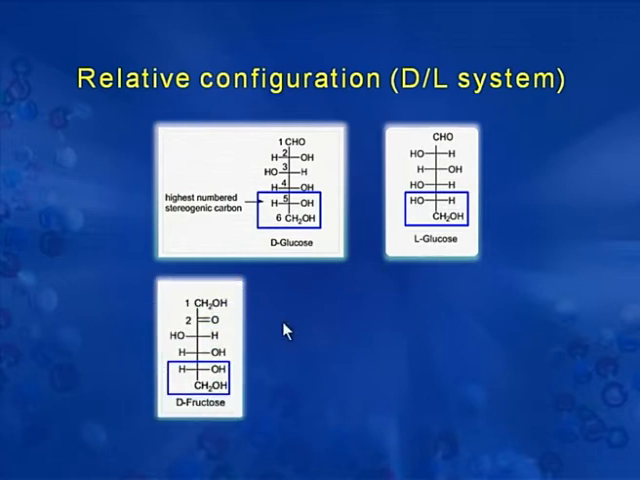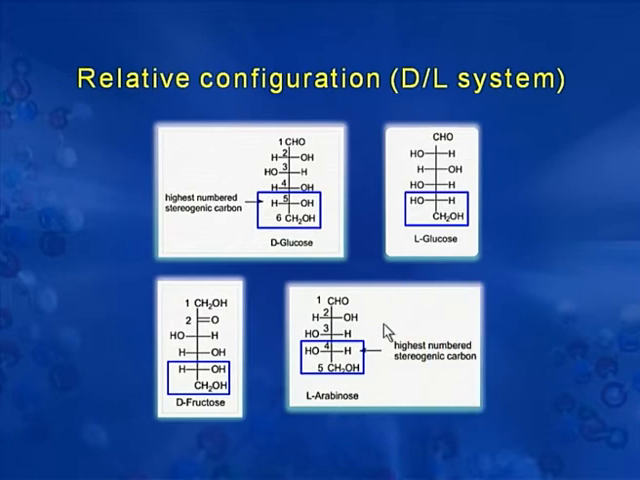We can use this method for fructose also. In fructose, again we write the chain like this, and the lowermost carbon in this isomer has hydroxyl on the right, so it is D-fructose. The method can be used for 5-carbon sugars also, like this L-arabinose. Here the hydroxyl group on the lowermost asymmetric carbon atom, or the highest numbered asymmetric carbon atom, is on the left side. So that is why it is designated as L.